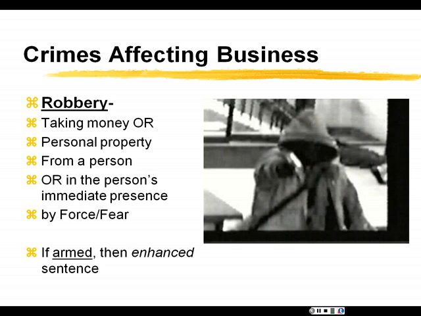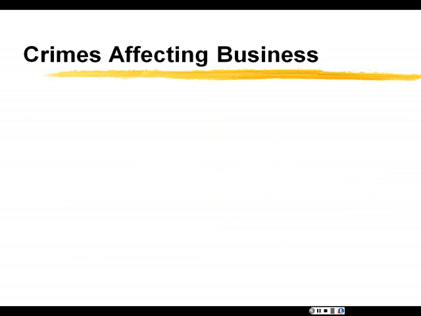All right, so basically that's what we're looking at. And again, if there's a weapon involved, then it's more likely to be a more serious offense that way. Okay. Next one here, and this says, again, crimes affecting business, but obviously in the businesses we're talking about individuals, so it's crimes affecting people too.